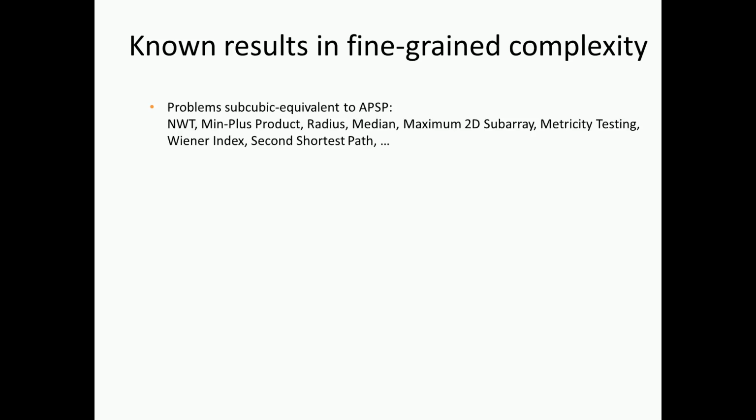Here are some known results in fine-grained complexity, and there are many problems that are subcubic equivalent to all pair shortest path, such as negative weight triangle, min-plus product, radius of a graph, median of a graph, maximum two-dimensional subarray, metricity testing, Wiener index, second shortest path, and more. So if one of these problems has a subcubic algorithm, then all of these problems have a subcubic algorithm.